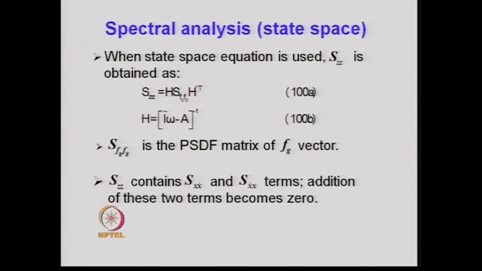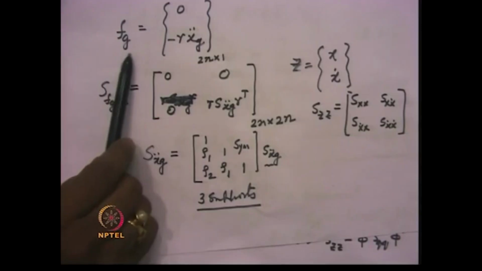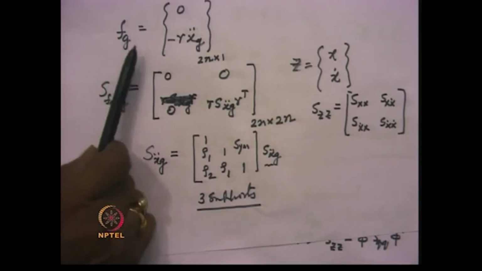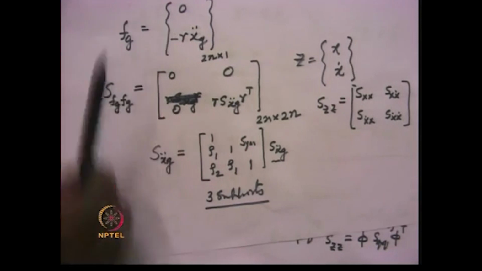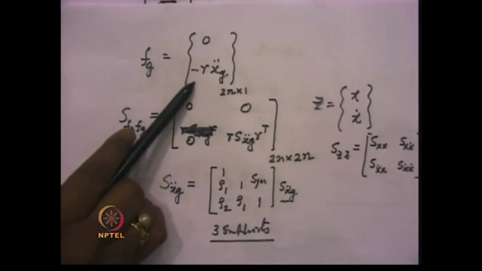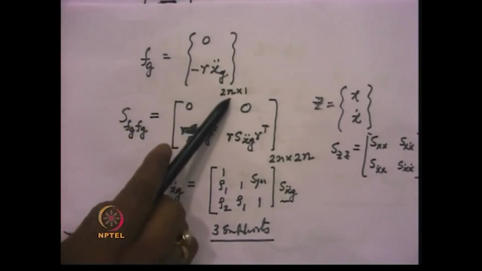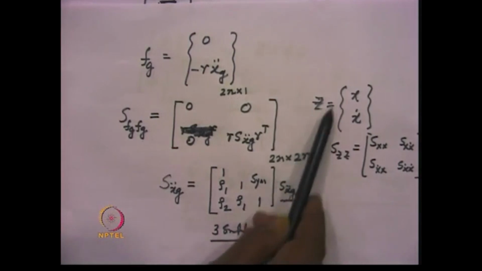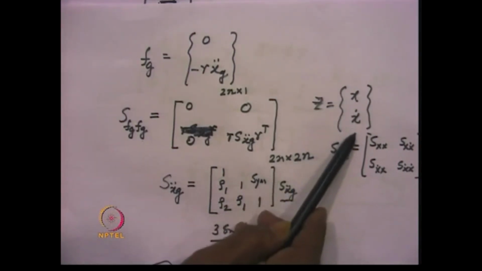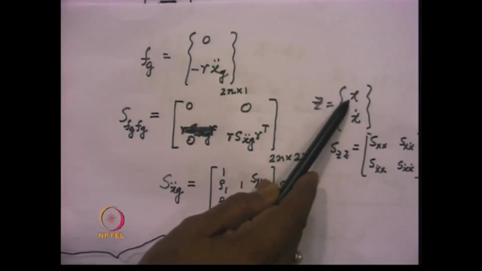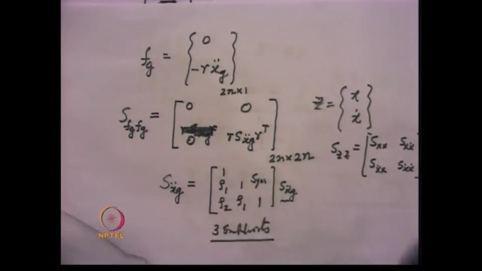So, let us see how we obtain the SFG. This is the FG in the vector form, that is, the first n values are zeros, and then we have minus R x double dot g. So, it is of size 2n into 1, and Z is defined as x and x dot, that is, the states of the system defined by the displacement and the velocity.